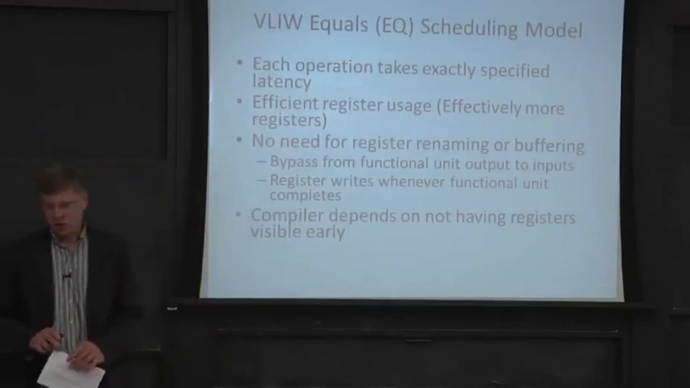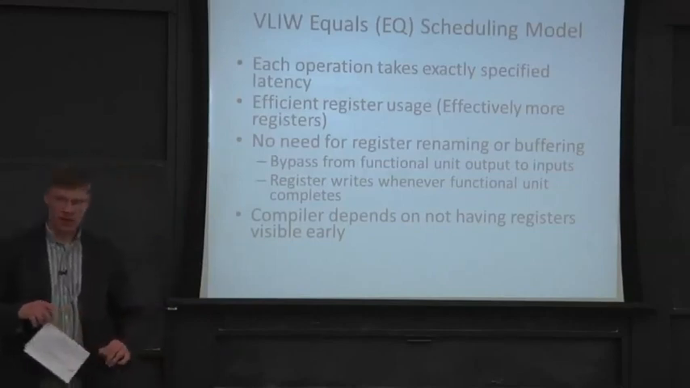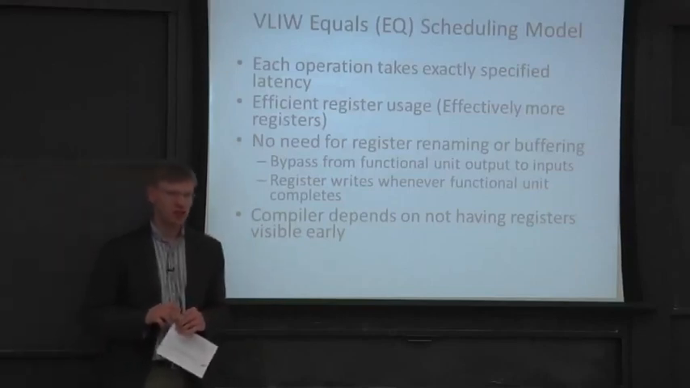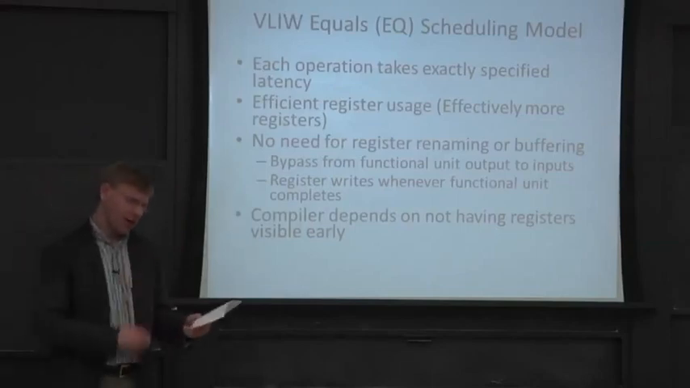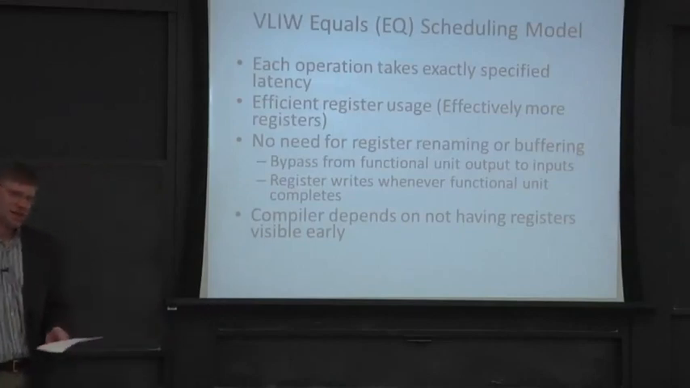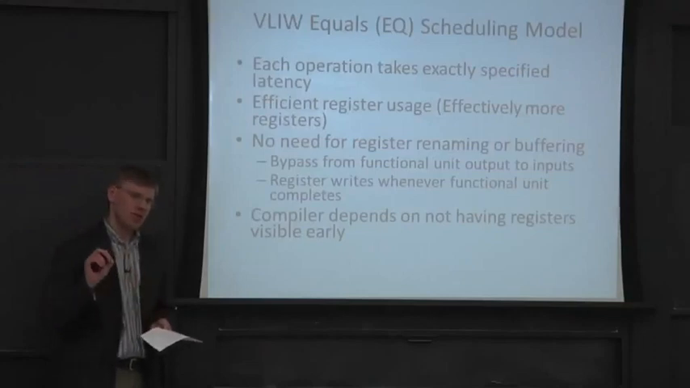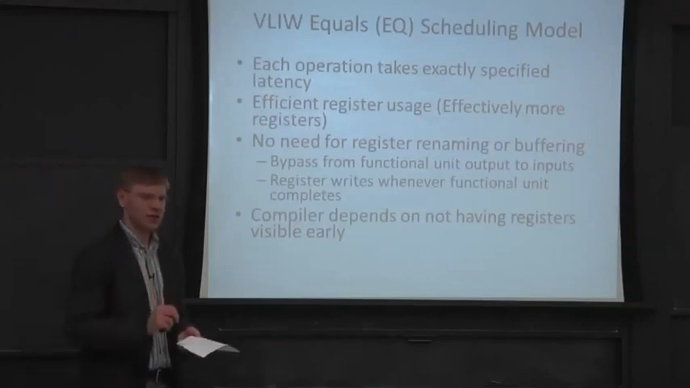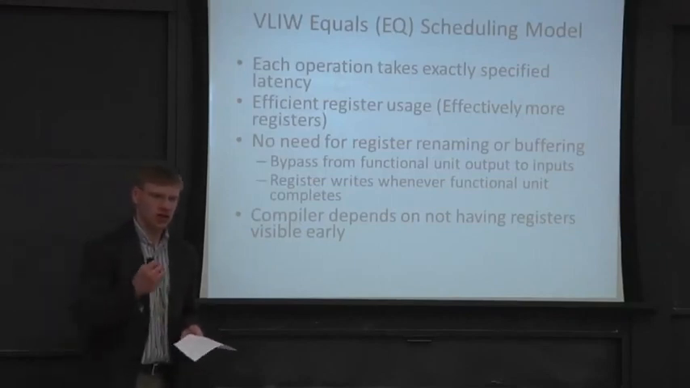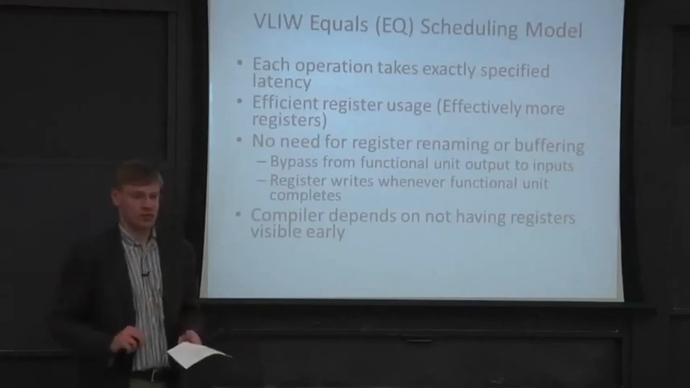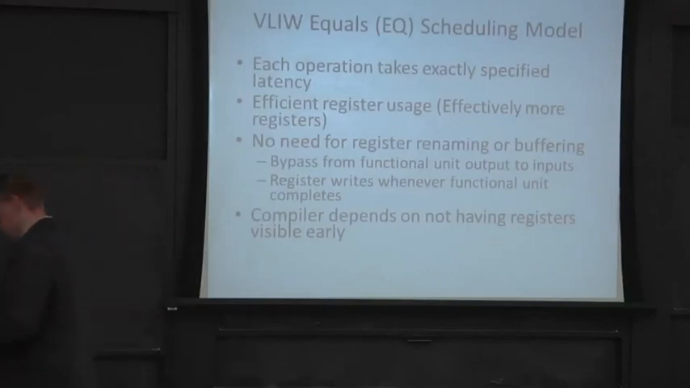So the first VLIW model, and this is a sort of classical naming scheme, I did not come up with this, is called the equals scheduling model. So in the equals scheduling model, you have an instruction, and the latency of the instruction is specified. The compiler knows it. And if you have an instruction which tries to read a value that gets written to before the first instruction actually does the write, it'll get the old value. So let's go through an example over here.